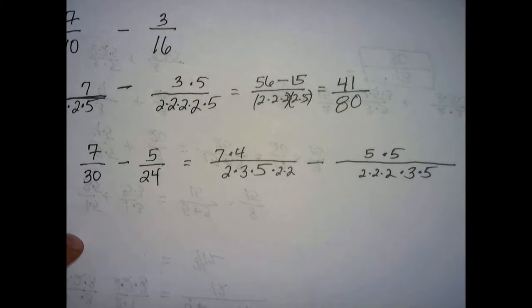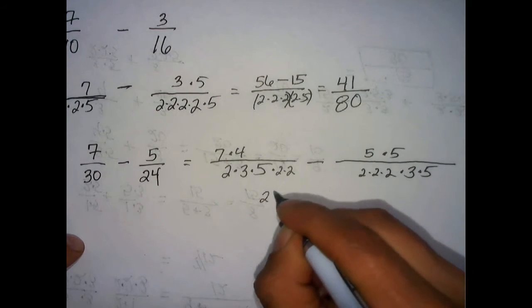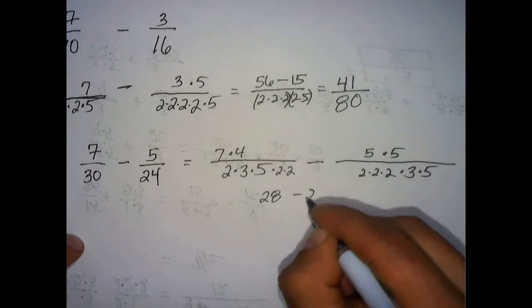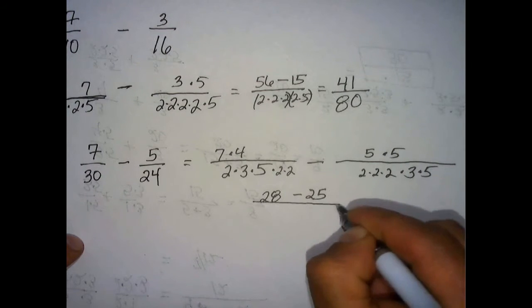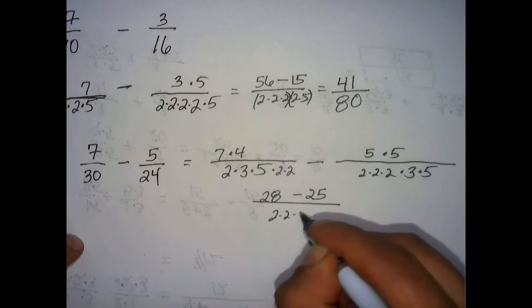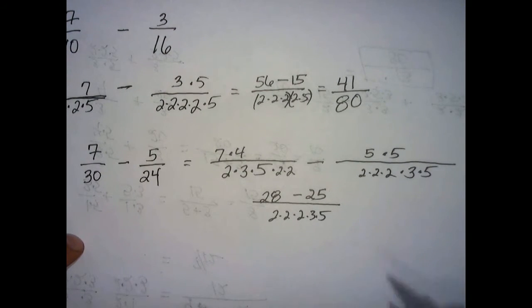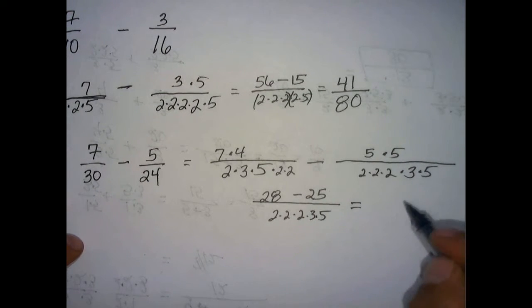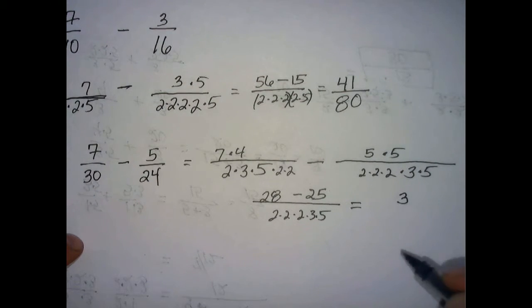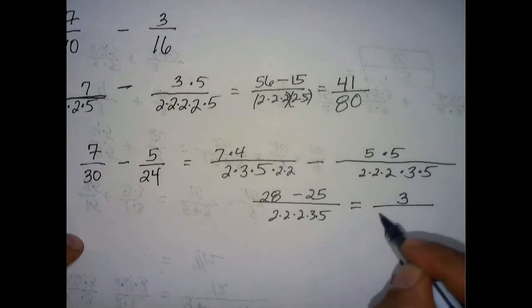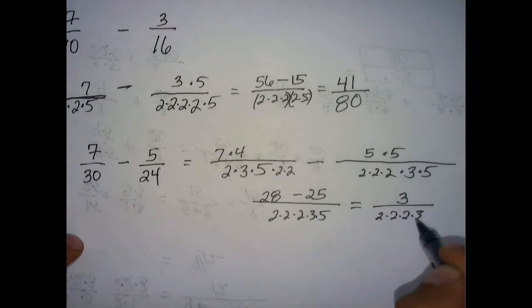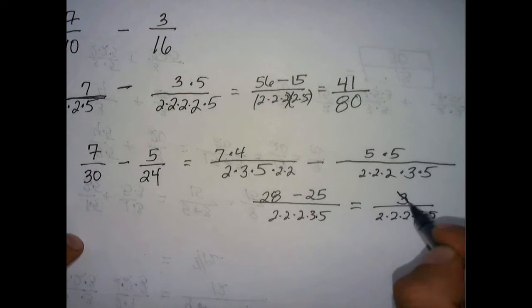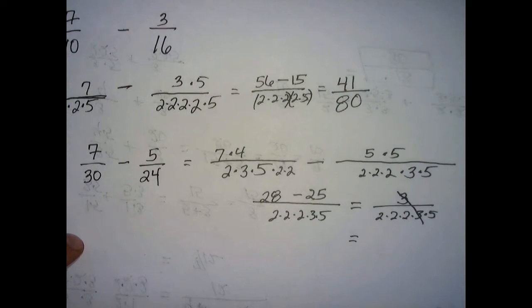All right. Oh, look at this. This is going to be beautiful. So then we have 28 minus 25 over 2 times 2 times 2 times 3 times 5. Right? And when we subtract those, what do we get? 3 over 2 times 2 times 2 times 3 times 5.